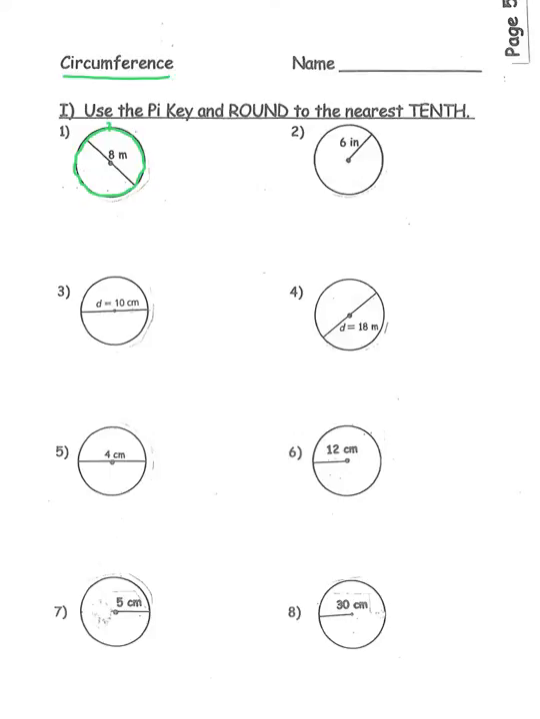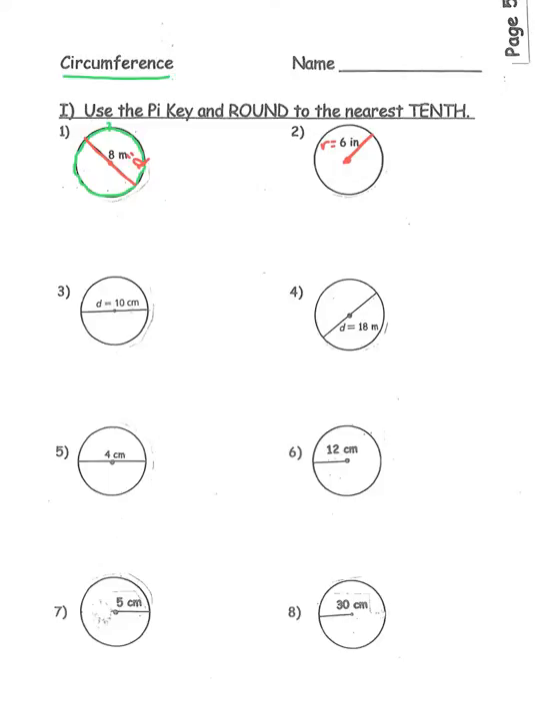Now, if you look at the circles that you've been given, you will notice that some of the information, like in number 2, comes in the form of a radius. In this case, your radius is 6 inches. However, if you look at number 1, the information has been given in terms of a diameter. And it's going to be up to you to cut it in half and figure out what the radius is.